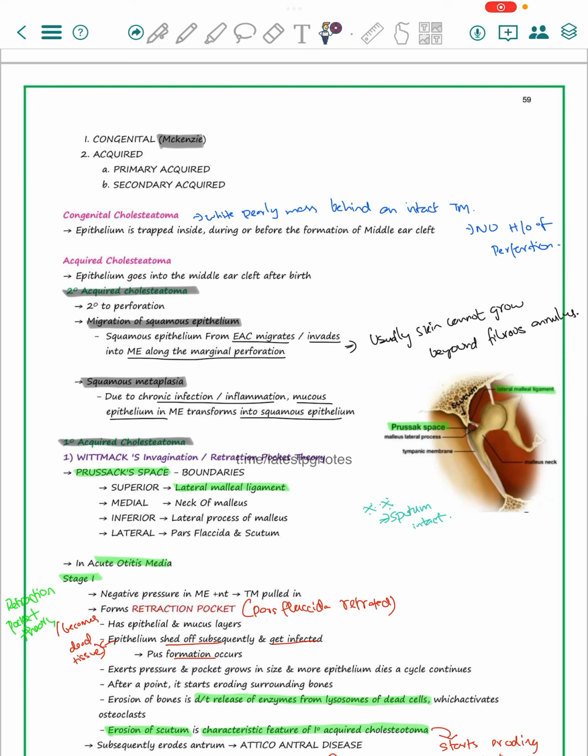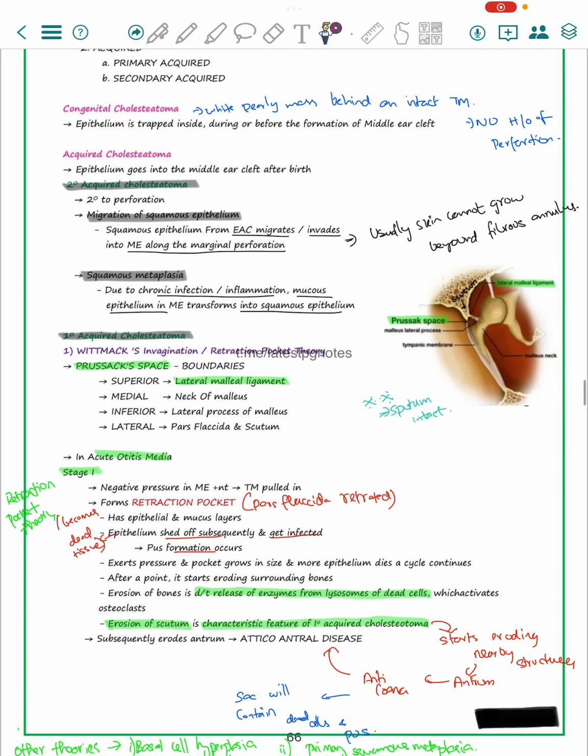It may also be due to squamous metaplasia. Due to chronic infection, the epithelium may convert from mucous into squamous epithelium. Another type is the primary acquired cholesteatoma. It is due to the formation of a retraction pocket, most commonly in an area known as Prusak space.